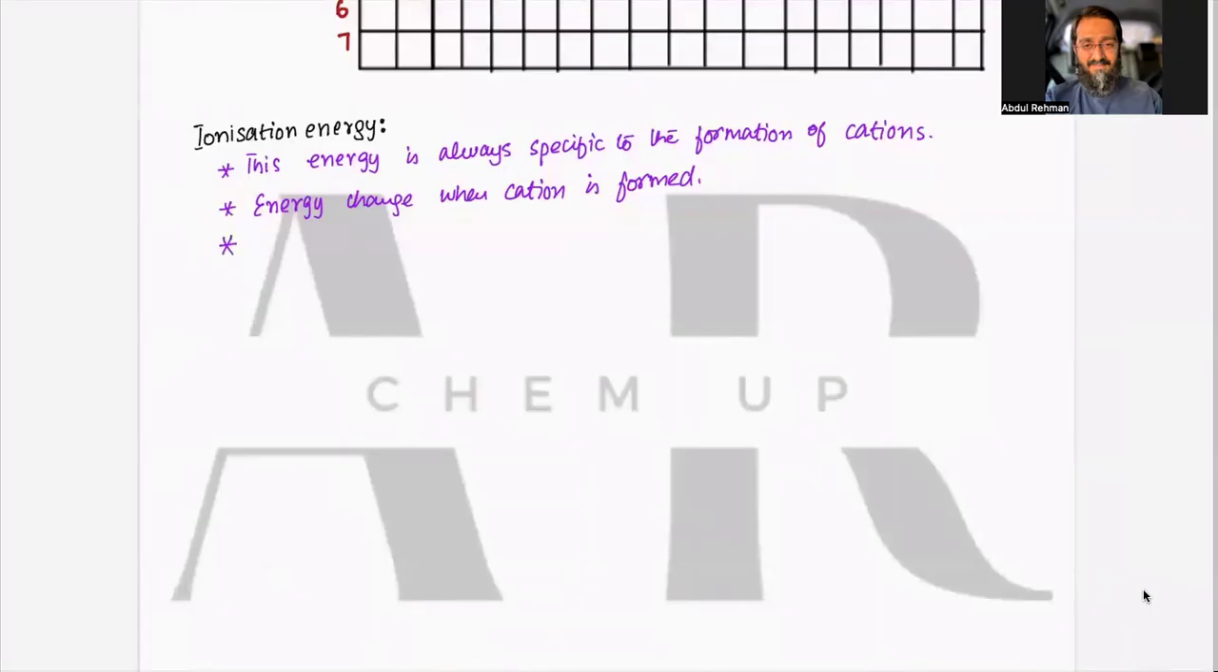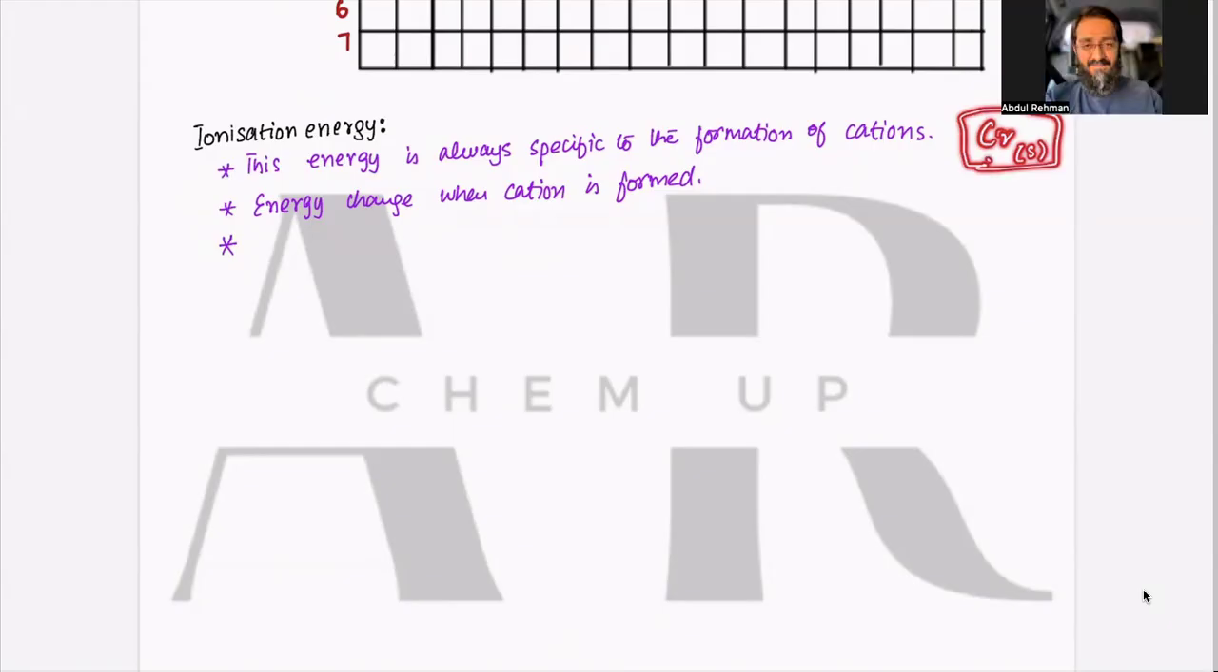Yes, Arham, can you give me an example of any element? Chromium. Very good. So which kind of element is it? Is it a metal or a non-metal? Metal. So what would be its state? It's going to be a solid at room temperature, right? Yes, sir.